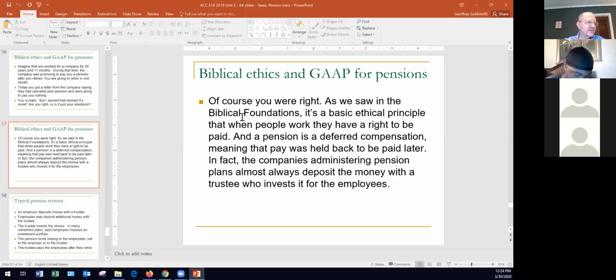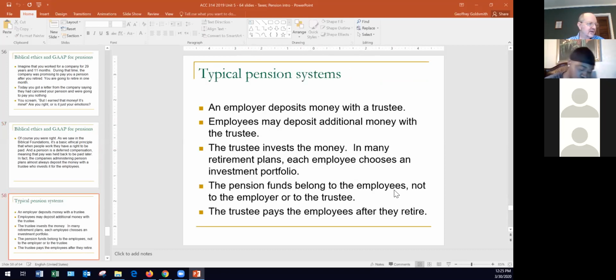Of course you are right. As we saw in the biblical foundations, it's a basic ethical principle that when people work, they have a right to be paid. And a pension is a deferred compensation, meaning that pay that was earned previously was held back in order to be paid later. In fact, the companies administering pension plans almost always deposit the money with a trustee who invests it for the employees. So in a typical pension system, an employer deposits money with a trustee. Employees may deposit additional money with the trustee. The trustee invests the money. In many retirement plans, each employee chooses an investment portfolio.